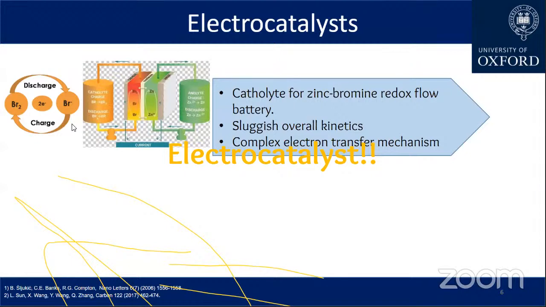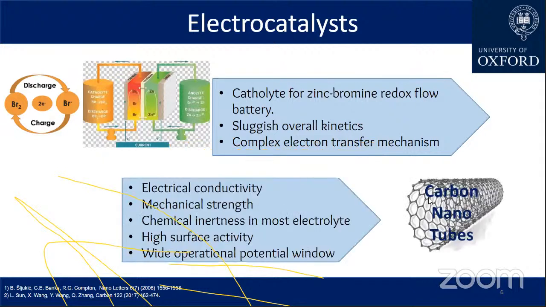It acts as a support system to enhance the kinetic parameters. In my study, I have used carbon nanotubes as the electrocatalyst due to advantages like electrical conductivity, mechanical strength, high surface activity, and wide operational potential window. Because this reaction operates at a really high potential, we need an electrocatalyst that does not disintegrate at such high potentials.